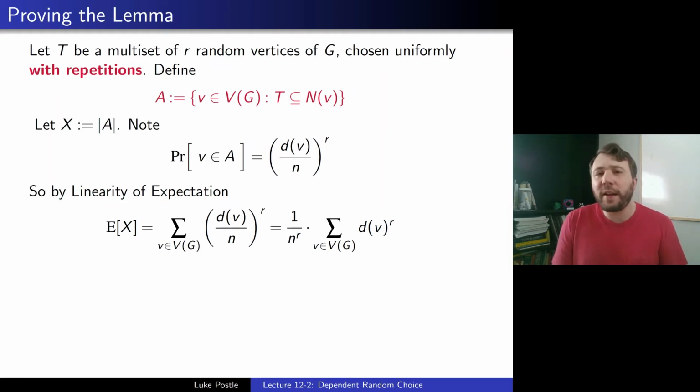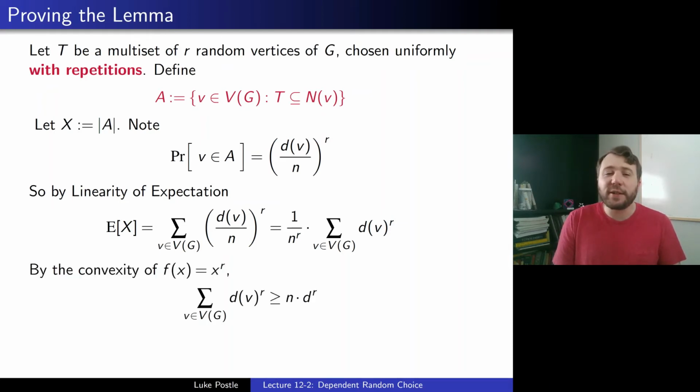Now, where do we go from there? You might notice the sum. Now, remember, r is an integer. It's at least 1. So in particular, by the convexity of the function x to the r, you might recall then by convexity that this sum actually has to be at least the sum of the averages. So what does that mean? That the sum of d(v) to the r has to be at least n, because there are n terms there, times the average degree, which we've called d, to the r.